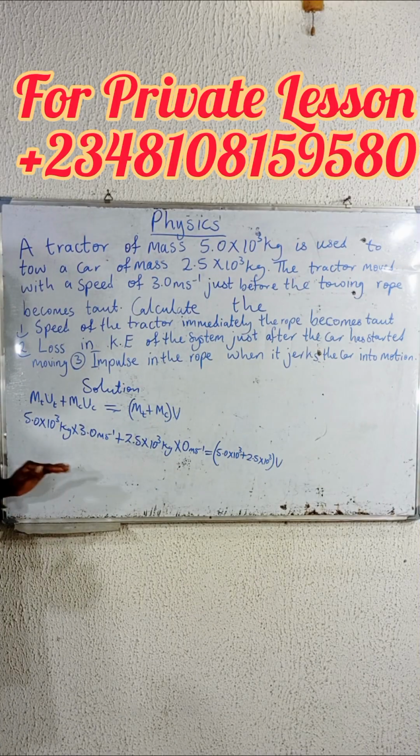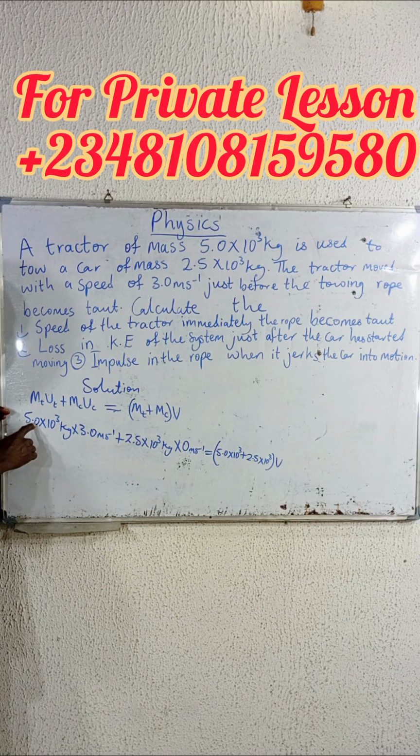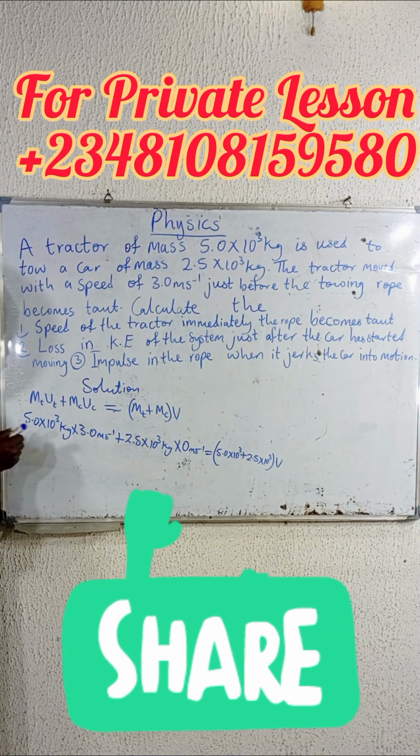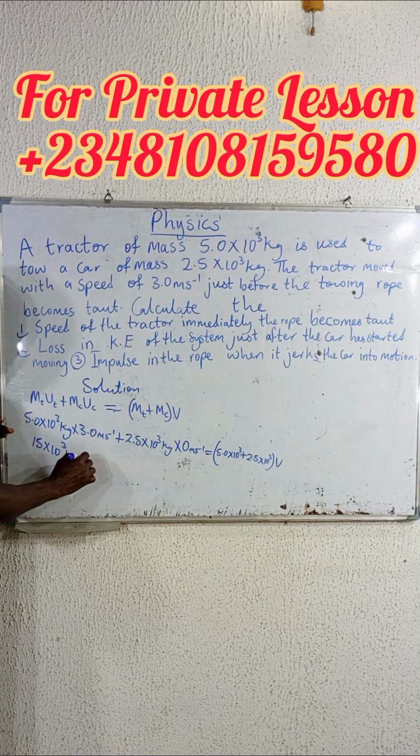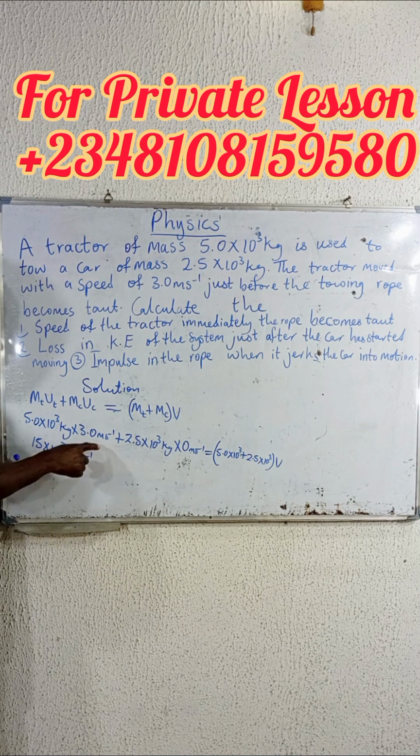All right, so this is step one. Step two, you work out this 5.0 times 10 to the power 3 times 3. This 3 will multiply 5 and it will give what? 15 times 10 raised to power 3 kilogram meter per second. All right, because this is the unit. Kilogram times meter per second will give you kilogram meter per second.